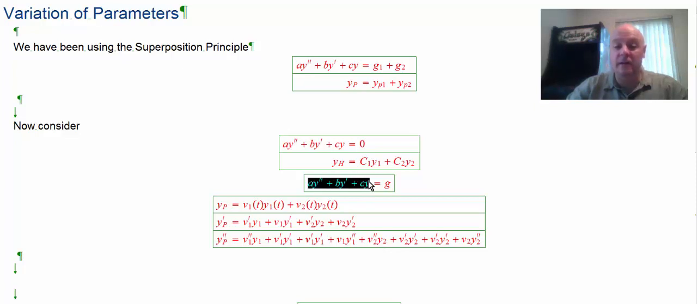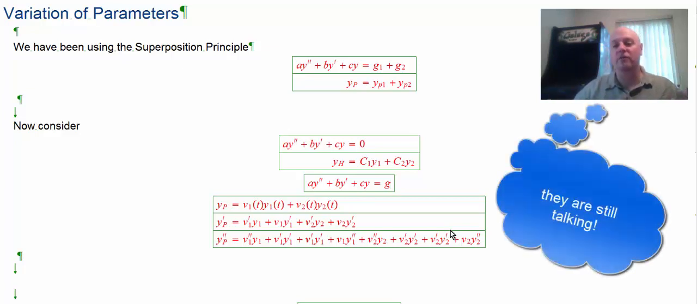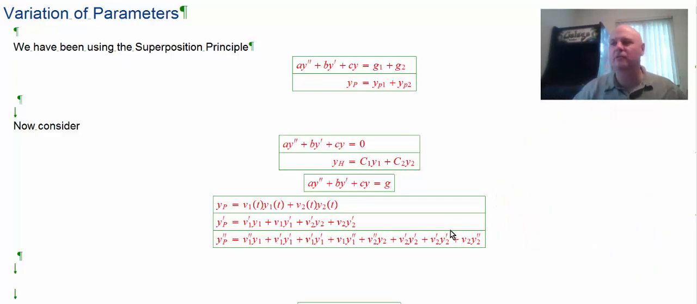I'm going to substitute it in this side of the equation, set it equal to g, and see what v1 and v2 have to be. It feels like that's the idea behind unknown coefficients, but they're not coefficients anymore, they're functions. So I guess variation of parameters could be called unknown functions, but it's not. Those parameters are functions, and we vary them, so I guess that's why they call it variation of parameters.